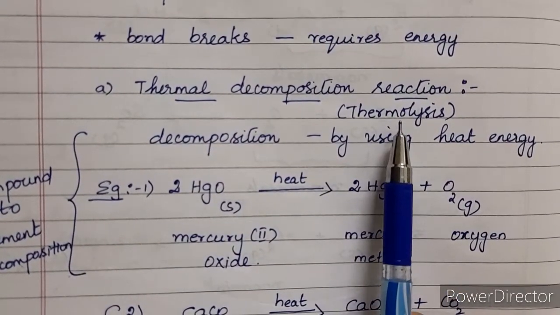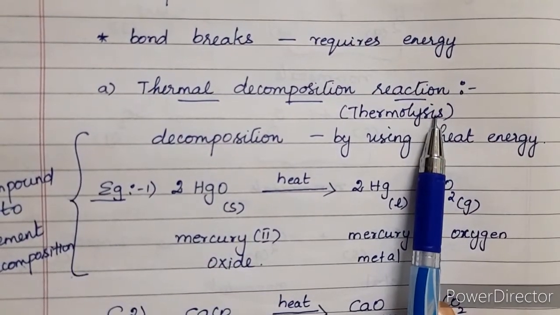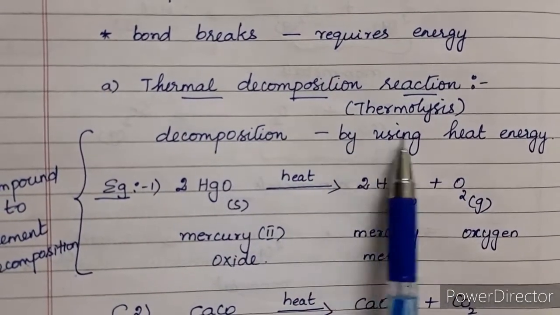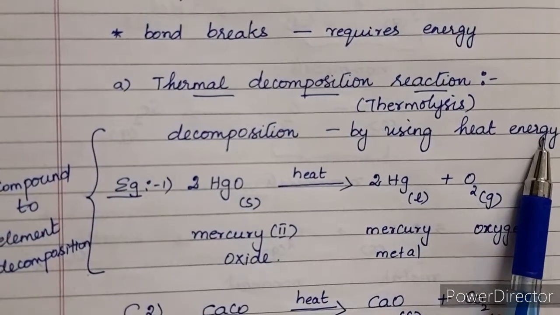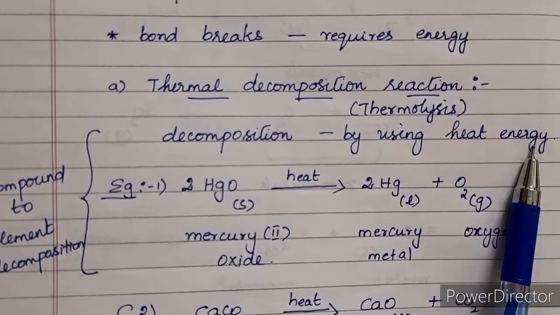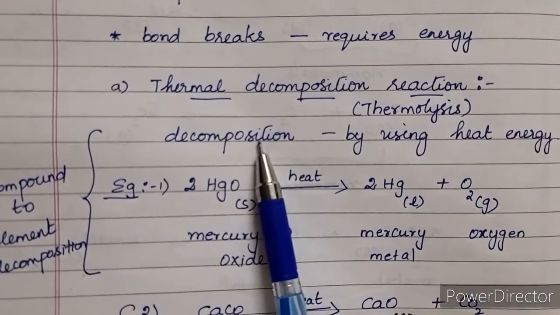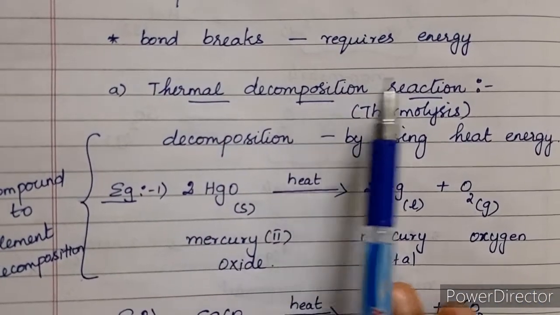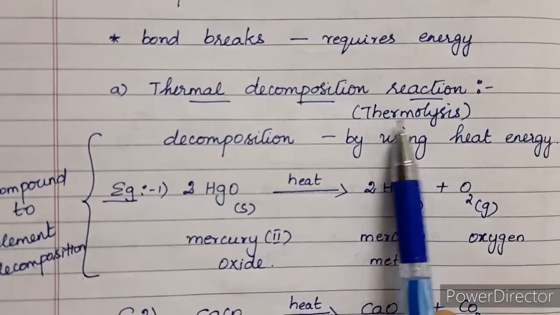So the first classification is thermal decomposition reaction. It is also called thermolysis. Why is it called thermolysis? Because the decomposition takes place by using heat energy. Thermo means heat, isn't it? Thermal means heat energy. So the decomposition takes place by using the heat energy, so it is called thermal decomposition reaction or thermolysis.